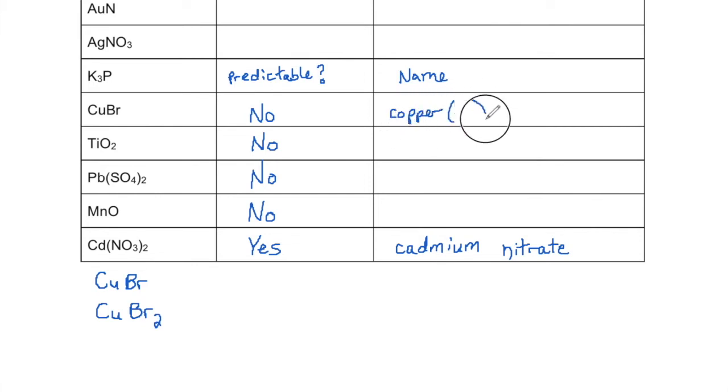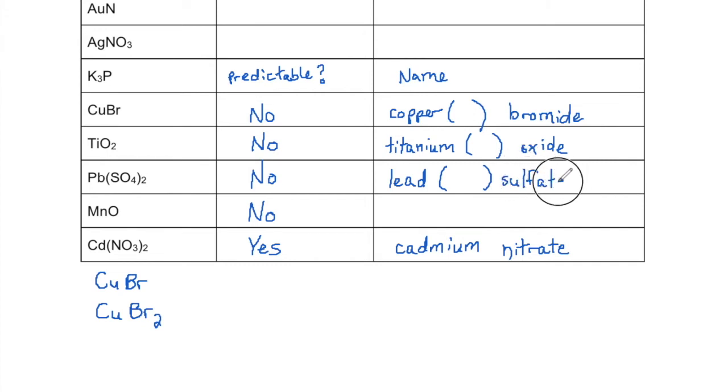So this is copper something bromide. This is titanium something oxide. This one is lead with a Roman numeral sulfate. And this is manganese with a Roman numeral oxide. Let's do these two first.